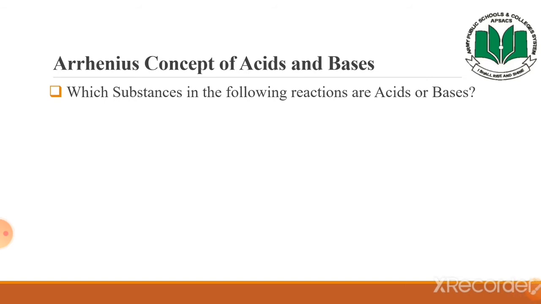So now we will identify which substances in the following reactions are acids or bases. In the first example, ammonium hydroxide when dissolved in water results in the creation of ammonium ion and hydroxide ion. Now we have read about the definitions of Arrhenius acids and Arrhenius bases. Keeping in mind those definitions, we can easily identify whether the ammonium hydroxide is an acid or base.